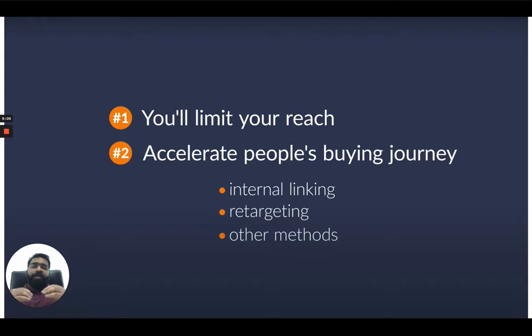Got me? And second is that structuring informational, commercial investigation and transactional keyword groups will also help you accelerate the people's buyer's journey. Got me? So basically, it helps you to give interlinks, cross links between the pages. You can do more retargeting. For example, the person who visited one of your articles about Nike's Air Soul shoes, you can retarget him by saying, hey, we have a new product launched by Nike, Nike Air Soul 4 shoes. You can go and buy a particular one. And there are other methods to use it.